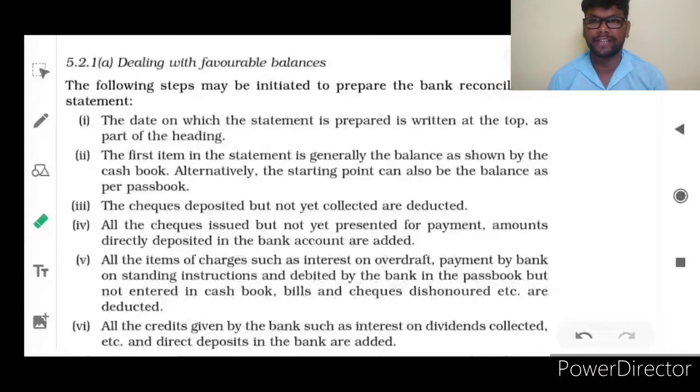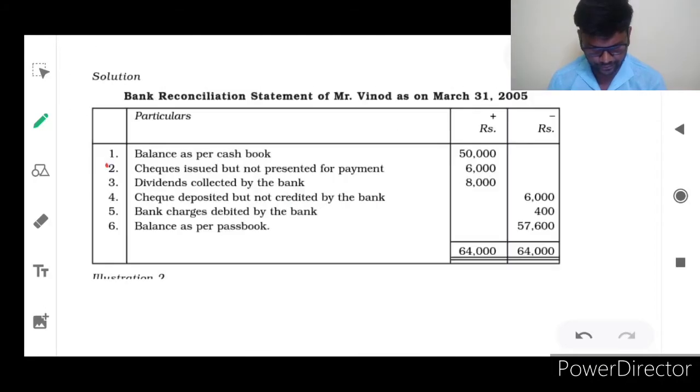Dealing with favorable balances. The following steps may be initiated to prepare a bank reconciliation statement. So what are the steps? Step number 1. The date on which the statement is prepared is written at the top as part of the heading. You look at this first illustration.